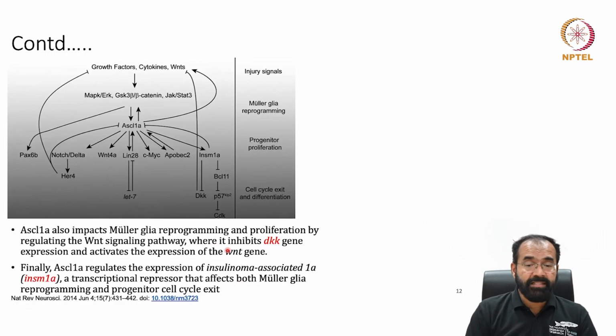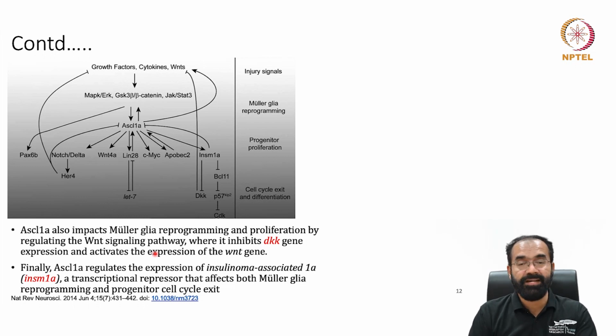So in this picture, you can see how different gene expression events congregate together, and where the central focus is given to ASCL1A, which is a basic helix-loop-helix protein. It impacts the Muller glia reprogramming and proliferation by regulating the Wnt signaling pathway, but it can inhibit the DKK. Being a transcriptional activator, it can inhibit the DKK, and that is indeed necessary for the action of the Wnt protein onto its target. But how is ASCL1A doing this? Because ASCL1 is a transcriptional activator.